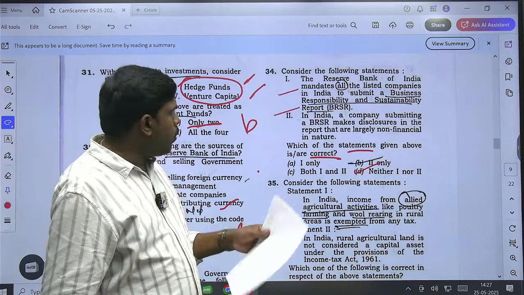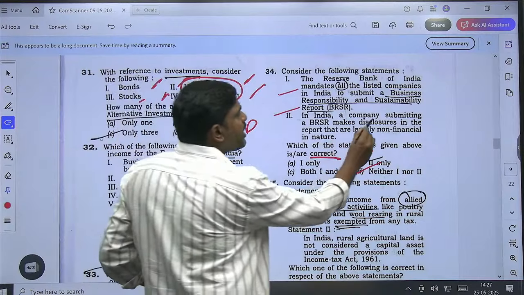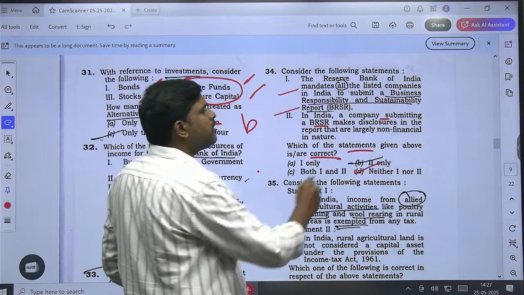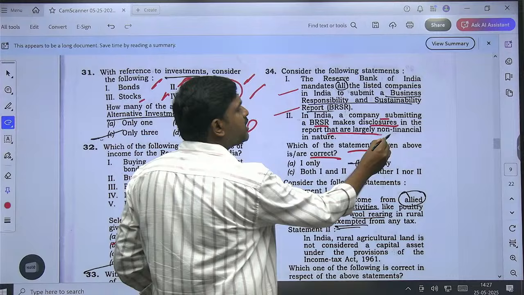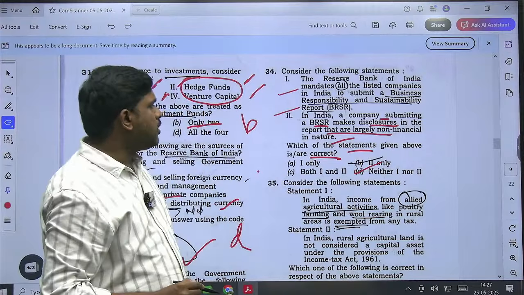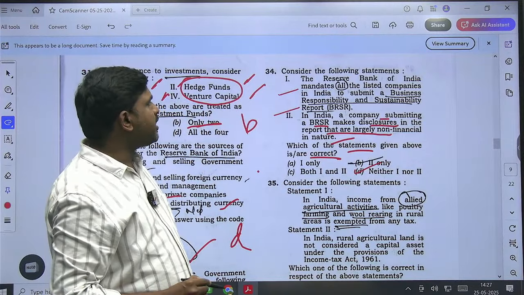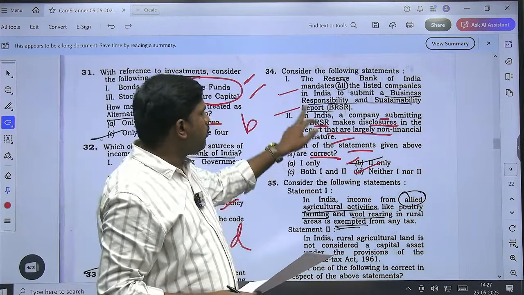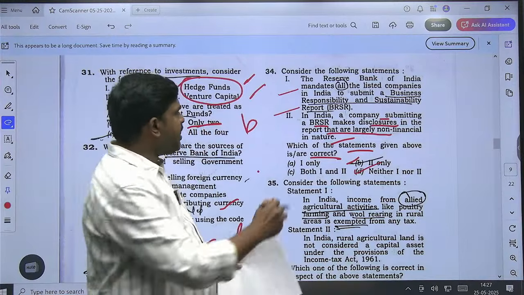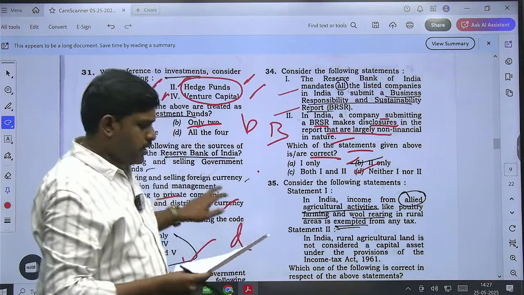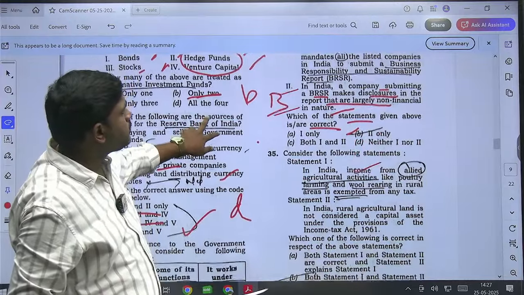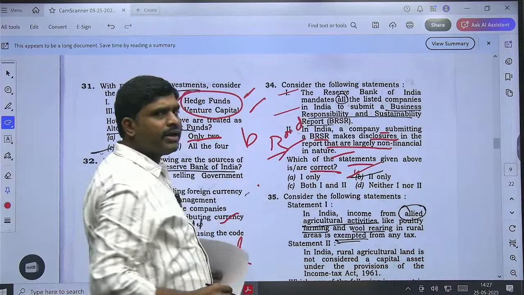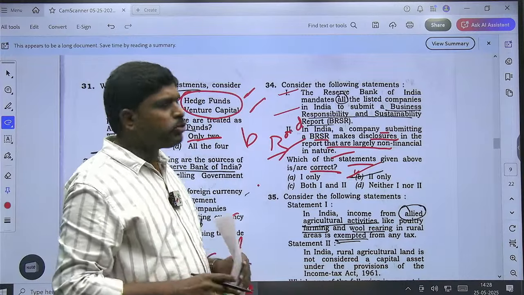34th statement, it is, next is, in India a company submitting BRSR, Business Responsibility and Sustainability Report, makes disclosures in the report that are largely non-financial in nature. So which of the above statements are correct? It is the statement only 2 is correct. So in 34th we can go with B. Next question. So this is a little bit controversial, B or D. Now itself I am telling it can be B or D. It's a controversial question. 34th.